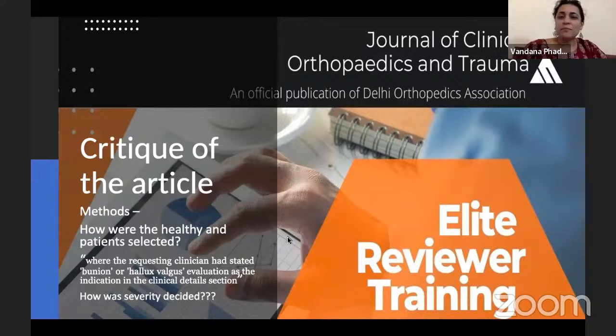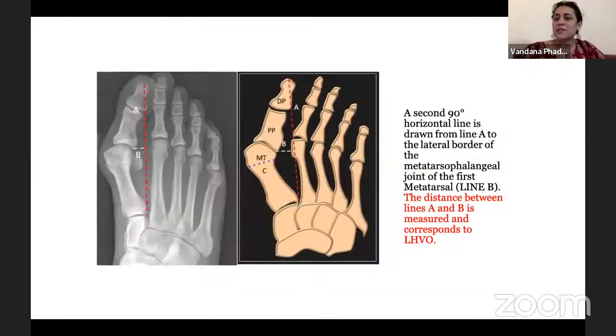Then there were some details which were missing, and I'll just quickly go over those. I think the study did not tell details about how the subjects were included or how the severity of the condition was decided. There were some errors in reporting. If you can see the slide and the picture right now on the screen, they mentioned that you have to draw these two lines. And they said that the distance between line A and B was some measure. Those two are intersecting lines. There's no distance between them.